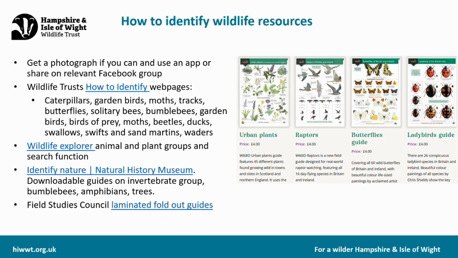Then you might have come across the Field Studies Council laminated fold-out guides, which are fairly inexpensive but really useful laminated charts that are great as a quick reference tool for grassland plants, for example, or butterflies. You can see there, particularly if you're in a group of people, or you might be showing a group round, then they're a really useful quick reference tool to show people some of the different species.